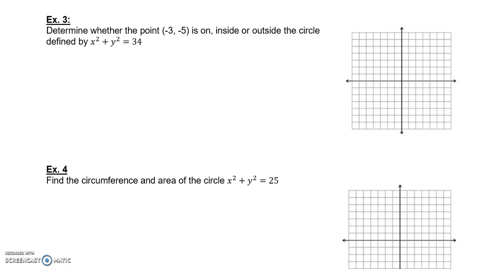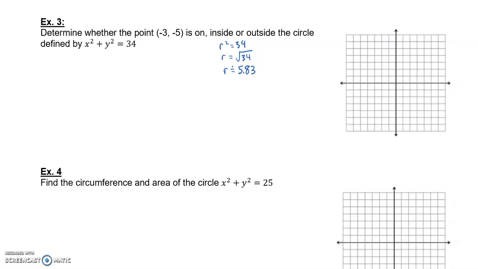The next question says, determine whether the point -3, -5 is on, inside, or outside the circle defined by x squared plus y squared equals 34. Well, if r squared is equal to 34, that means that the radius is the square root of 34, and the square root of 34 is approximately equal to 5.83. It would be a good first step just to graph that circle of radius 5.83, see if you get the same circle that I do. So that's what the circle looks like for x squared plus y squared equals 34.